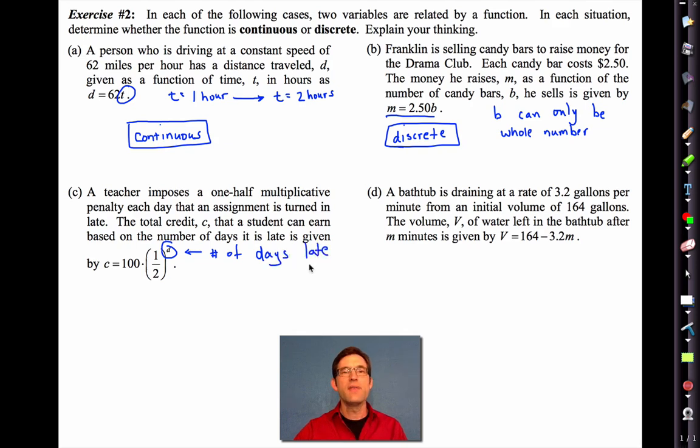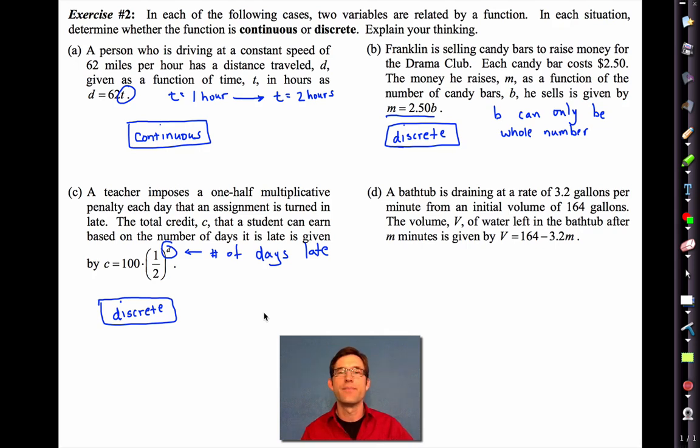Well, even though D represents time here, it is still a discrete function. And it's a discrete function because, again, the teacher is going to penalize you if D is 1, if D is 2, if D is 3, if D is 4, etc. But the teacher's not going to be looking at their watch going, well, you turned it in after D equals 2.73543 days, right? So those inputs can only be whole numbers. They can only be separated numbers.